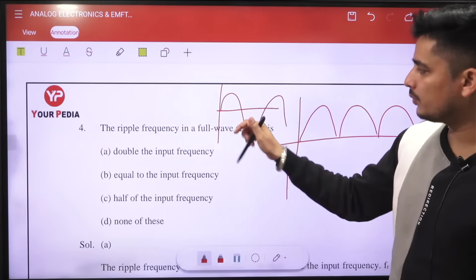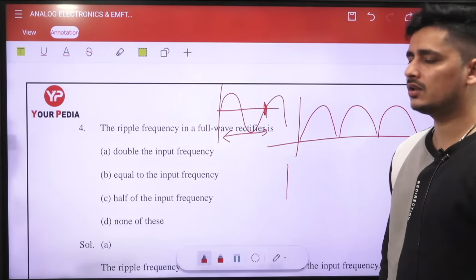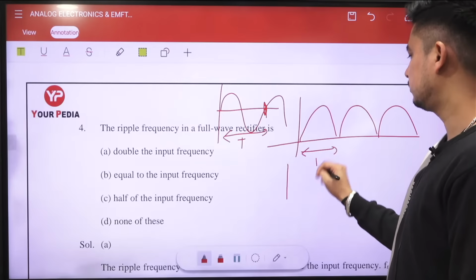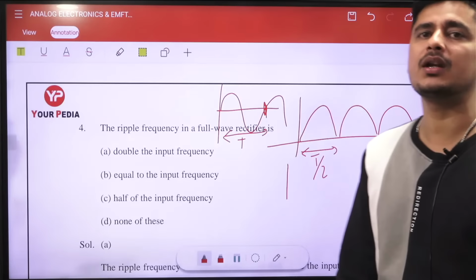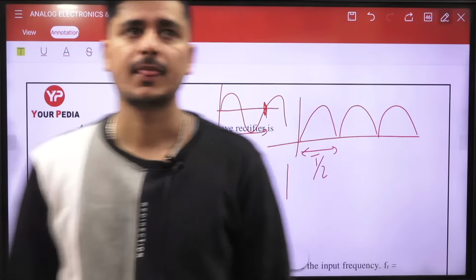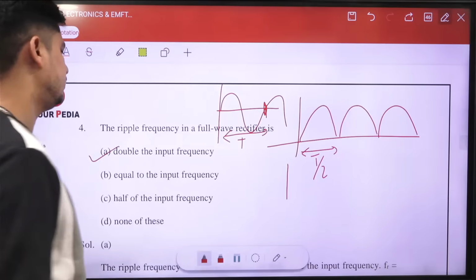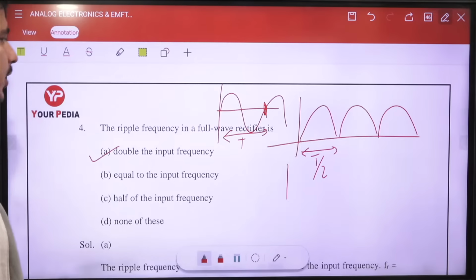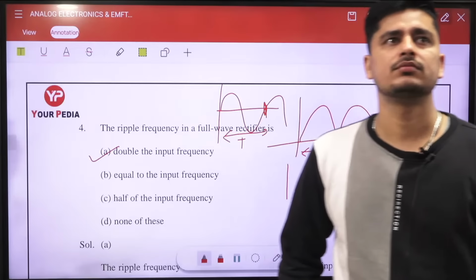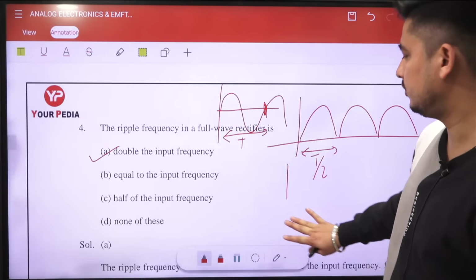What you are observing is the frequency, or you can say the time period, of this input signal. If the input sinusoidal signal has time period T, then the output time period becomes half, because it will repeat itself after T by 2. So its frequency is going to be double the input frequency. Anyone have any doubt? I think no. Let's move to the next.